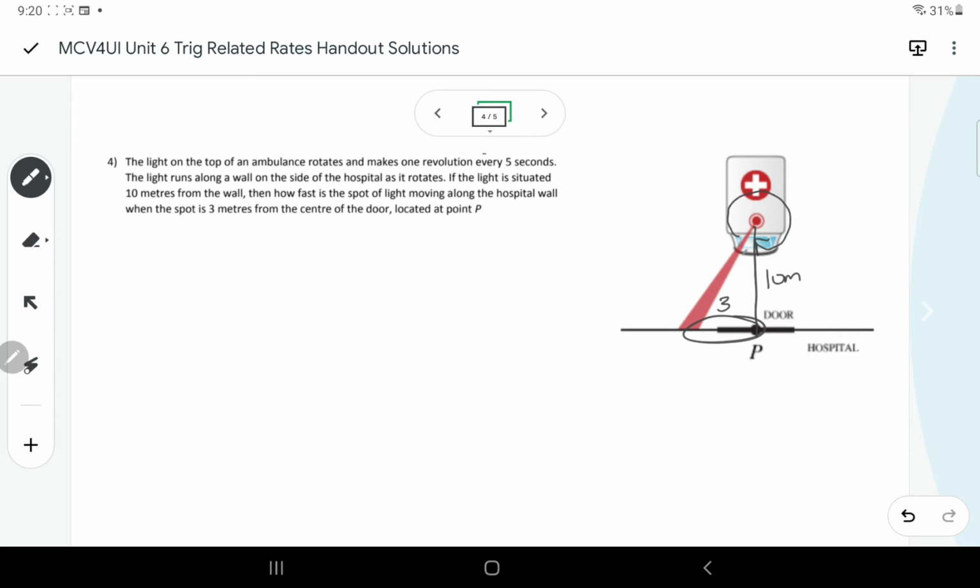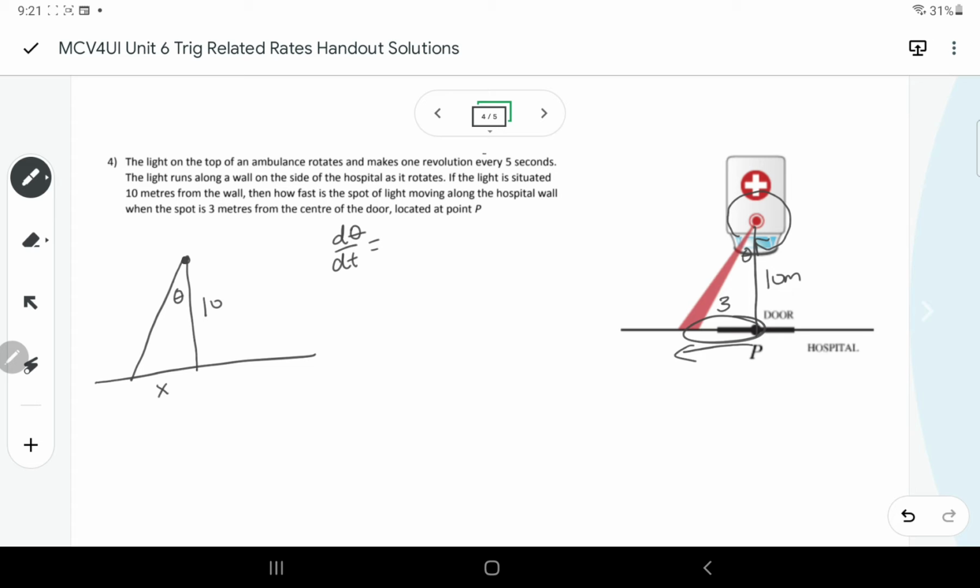Okay, so we want to figure out how fast this is changing. So I'm going to draw this out. I know that the ambulance is parked, so that 10 is constant. This X is changing. It's moving as the light rotates. And I'm going to put that angle. What I need to figure out is d theta dt based on this information that we're given.